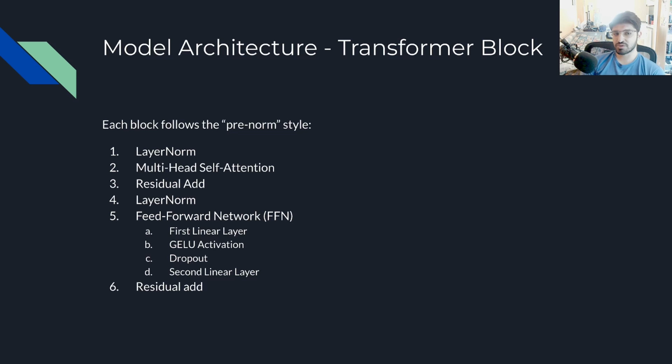Delving deeper into the transformer block, again following the Cramming paper, I used pre-layer normalization. The process is as follows. First, we have a normalization layer, then the multi-head self-attention layer, then the residual, then again a layer normalization, followed by a feed-forward network, which is activated by a GLU activation function, and finally another residual layer.